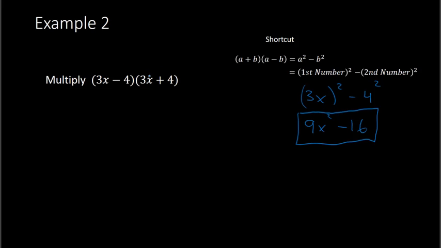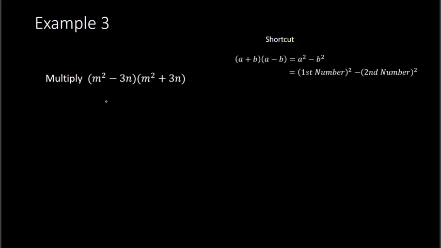And I can confirm that that is the correct answer. If I were to multiply through like normal, 3x times 3x, 3x times 4, negative 4 times 3x, and negative 4 times 4, we would get the same answer as over here. Okay, here's another example. We have m squared minus 3n times m squared plus 3n. So notice the only thing different again is the sign. One's minus, one is plus.